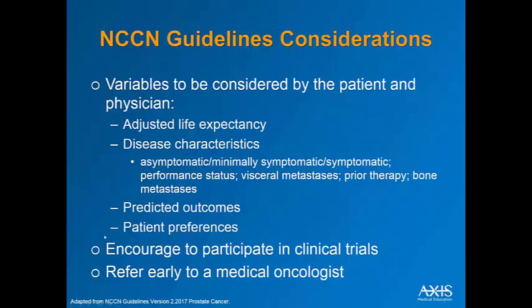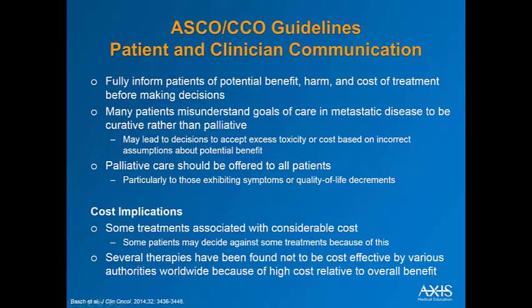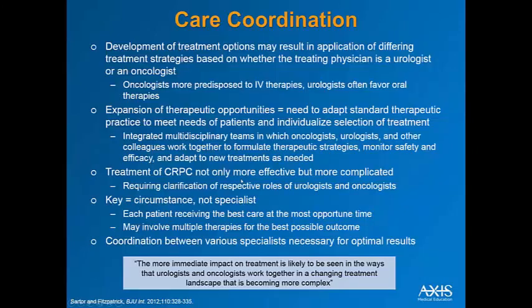NCCN guidelines, well, they're great, but they're not so great. I mean, I can take you through them in detail, but in the end, you end up saying, well, I can do this or I can do that. There are no head-to-head comparisons. I really take a lot of emphasis on patient outcomes, encourage clinical trials, and refer early to medical oncologists when we can. ASCO says to inform the patient and think about cost. We do. Care coordination, you've got to be able to develop care coordination guidelines and be able to work with them in your clinic. We do.